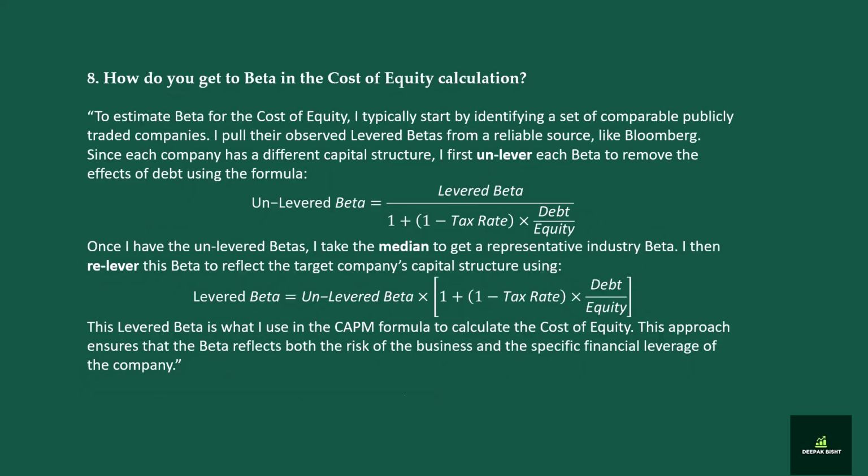So let's go to question number 8 now. So how do you get to beta in a cost of equity calculation? So to calculate the beta for the cost of equity, the goal is to quantify the systematic risk of a company relative to the market. And since beta is influenced by both the business and the company's capital structure, the process involves isolating the underlying business risk first and then adjusting for the target company's leverage.